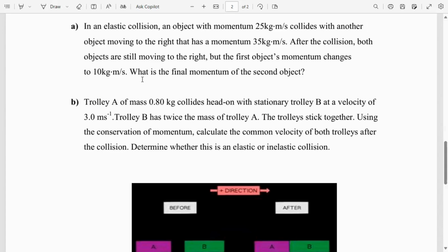Okay, so what are we going to do? Which approach are we going to use here? So we are also going to use the principle of what? Conservation of momentum. We're going to use conservation of linear momentum as usual.